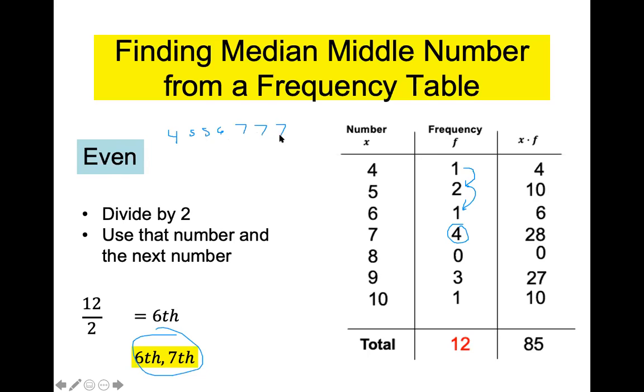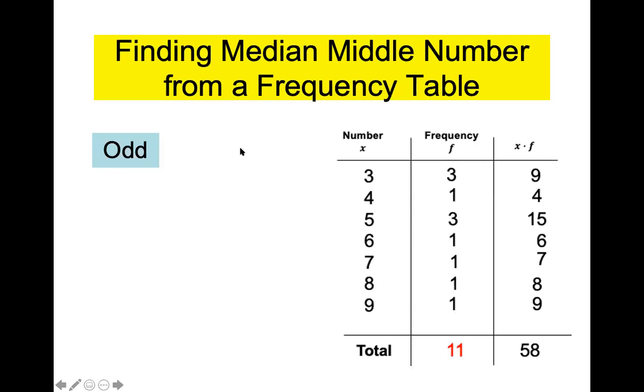1, 2, 3, 4. I'm trying to find the 6th and the 7th number. 1, 2, 3, 4, 5. And here we go, I'll do it in red. The 6th and the 7th number are both a 7. So the middle number is 7, right? 7 plus 7 is 14, divided by 2 is still 7. So the middle number is 7.